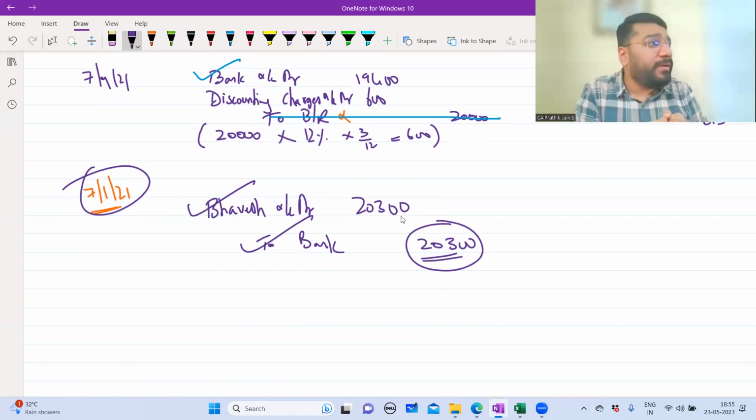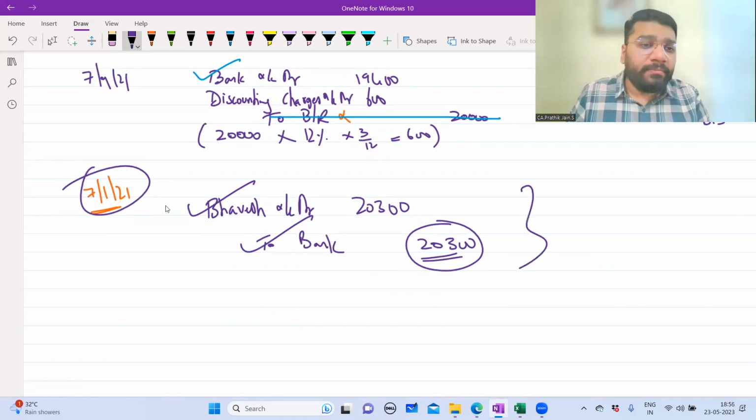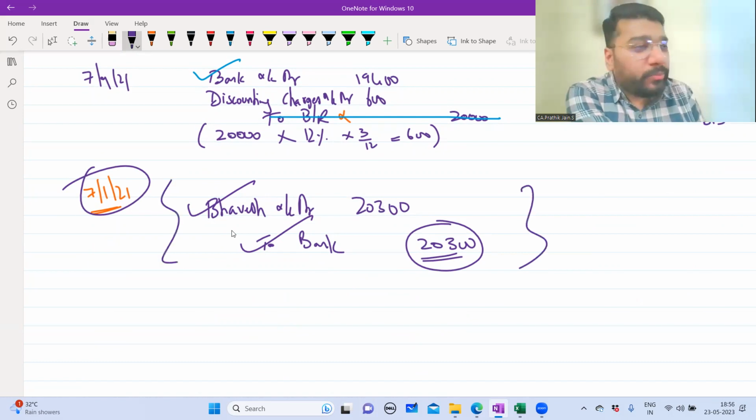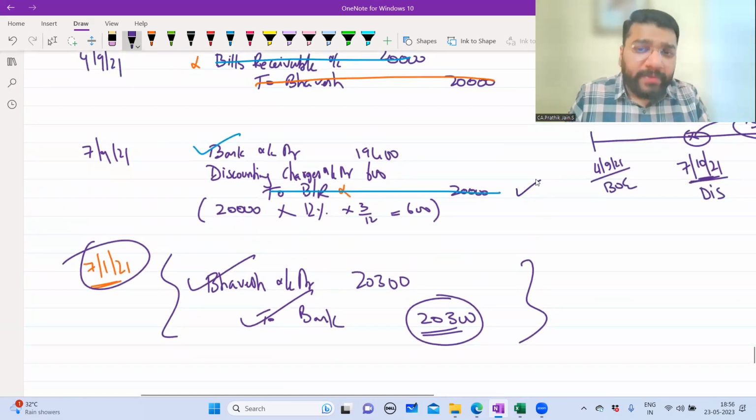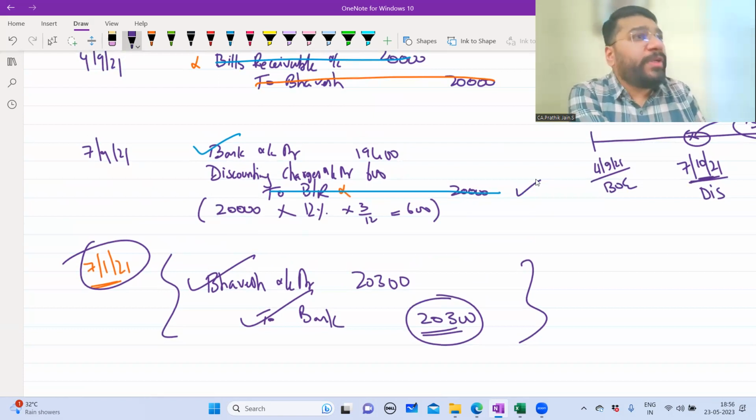Now this 20,300 we have to recover from somebody. So from whom will we recover? From Bhavesh. So Bhavesh account debit 20,300. So this is a tricky entry. Please make a note of it. If you have any doubts, please let me know. To bills receivable will not come because the bills receivable account is already closed when we did the discounting. So we don't have any bill with us to cancel it. Bhavesh account debit to bank.